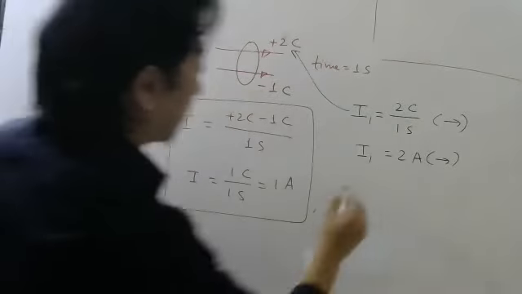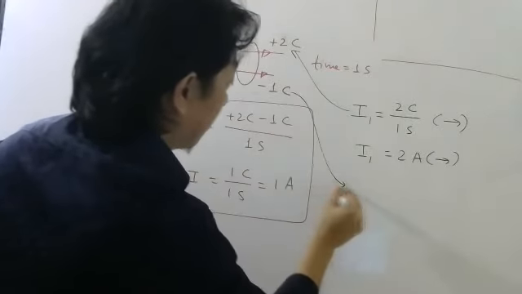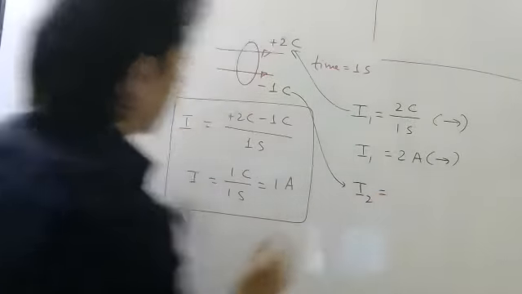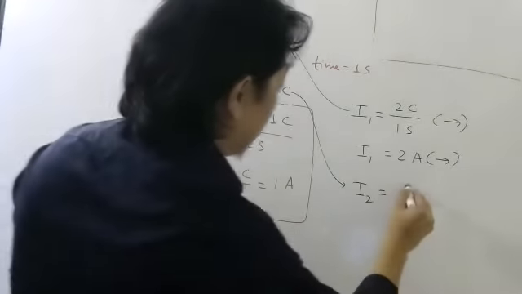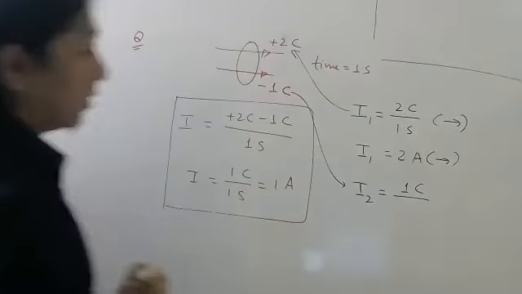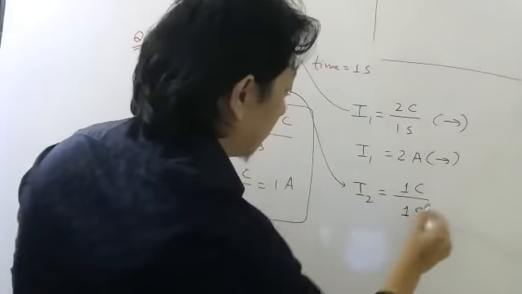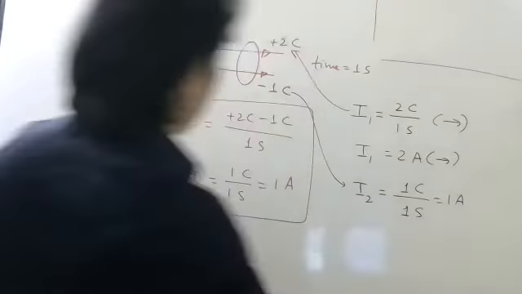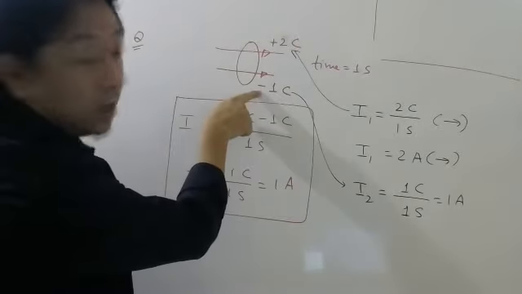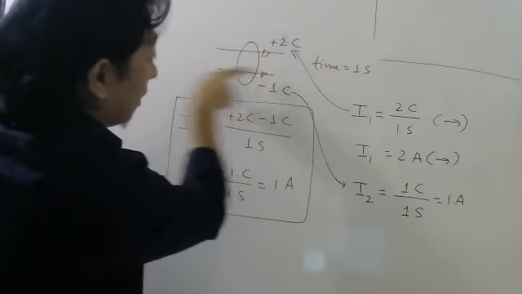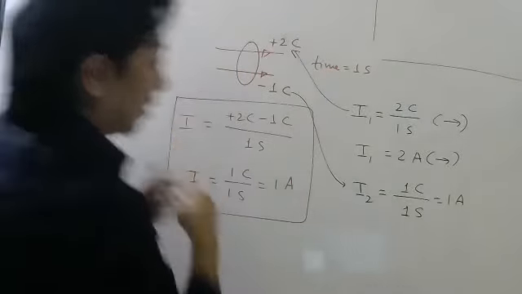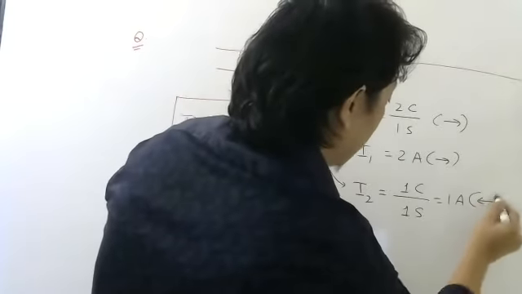But this is also passing. So let us calculate this current. What is the magnitude? 1 coulomb by time, 1 second, which is 1 ampere. But it is what charge? Negative charge. So if negative charge is going this way, current will be taken opposite. So current will be this way.